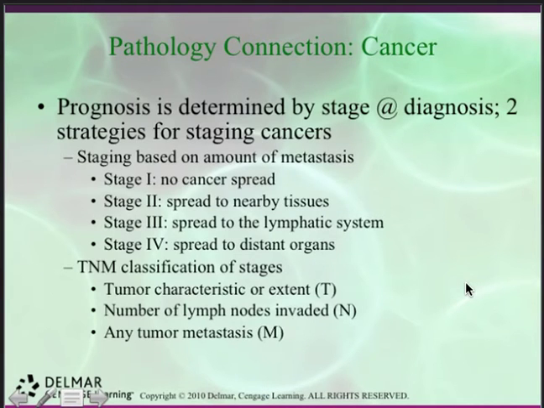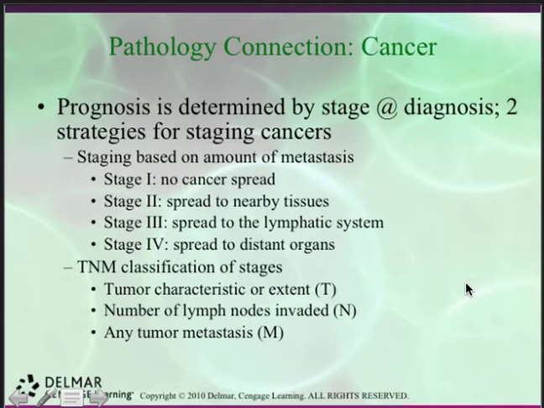The prognosis for cancer is determined by the stage at diagnosis, and there's two strategies for staging cancer. Staging is based on the amount of metastasis, in other words, how much it's spread from its initial location. In stage 1, there is no cancer spread. At stage 2, it is spread to nearby tissues, and by stage 3, it's in the lymphatic system. At that point, it has the potential to go all over the body.